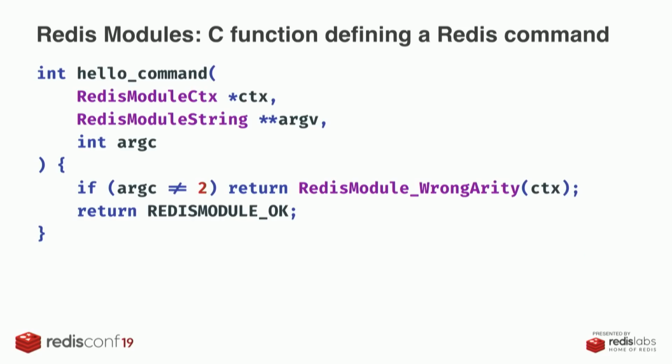So if we look again at the C code, we want it actually to do something. We look at the number of arguments and check if it's correct. If there's a problem, we call this built-in Redis function called RedisModule_WrongArity, which is a geeky way to say you passed in the wrong number of arguments. Otherwise, return REDISMODULE_OK.